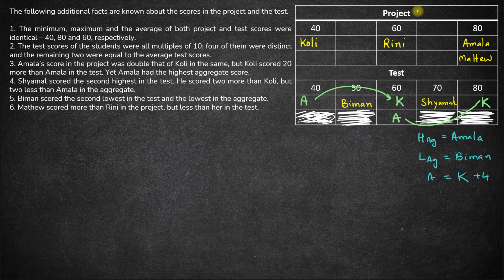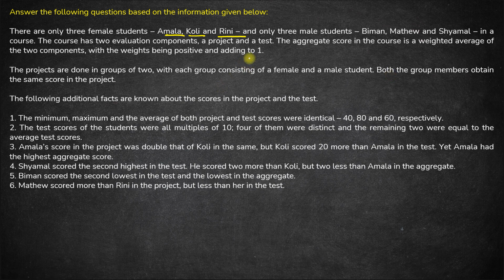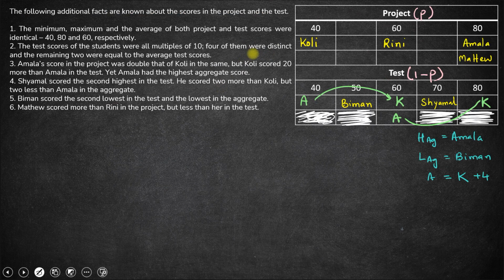So assuming that the weightage of project is P, the weightage of test will be 1 minus P, because we know the sum of the weights for project and test is 1. So if the weightage of project is P, as in P in terms of decimal, the weightage for test will be 1 minus P. It was given that the total sum of the weight is 1. And the aggregate score of A is 4 more than aggregate score of K. So what is the aggregate score of Amala?